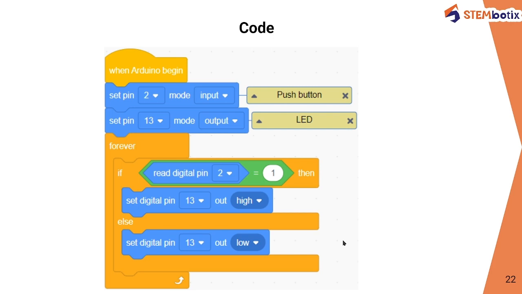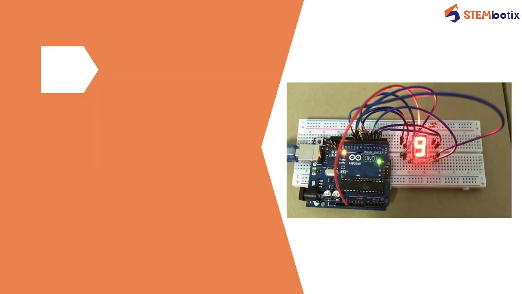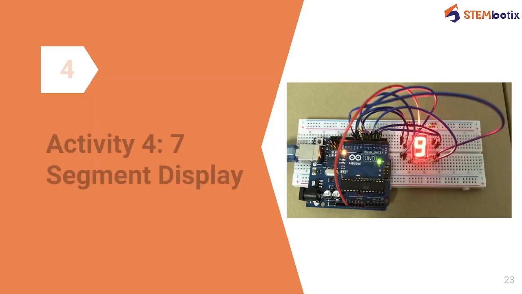So this was the result of your push button's connection with the LED and Arduino Uno. After completing the code, whenever you press the push button, your LED will turn on, and after releasing it, the LED will turn off. So this was all about the push button with LED and Arduino Uno.